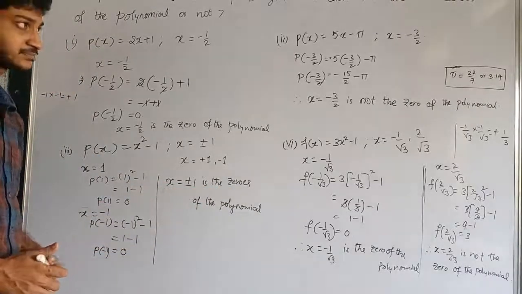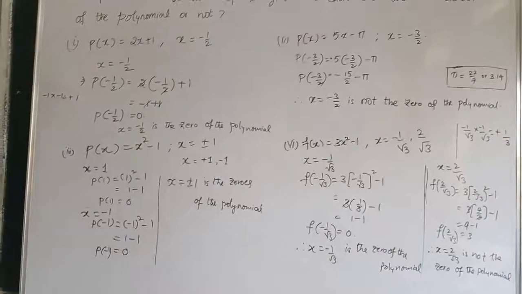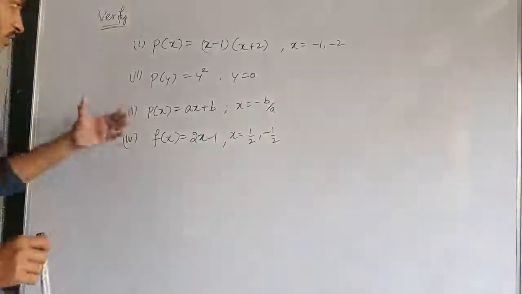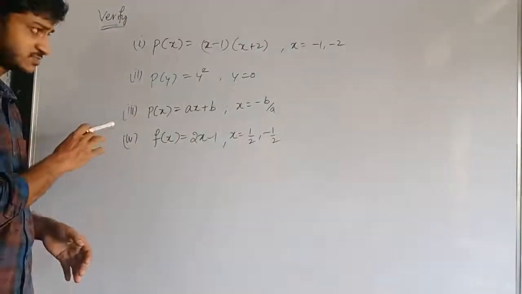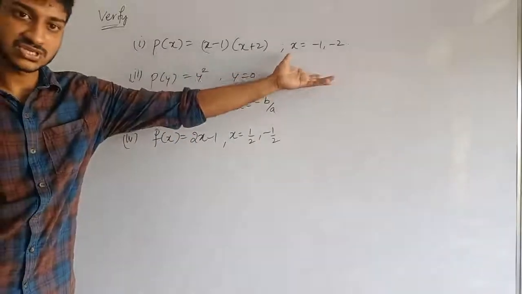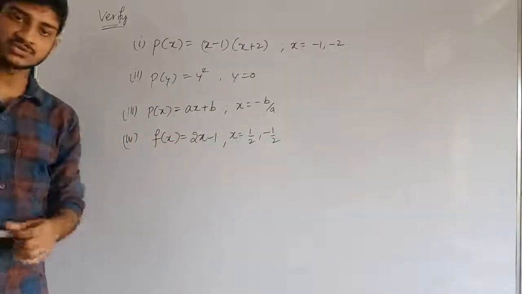Okay, children. So here I gave four polynomials. You have to verify these polynomials, whether these x values are the zeros of the polynomial or not. Okay, do these problems as homework, children.